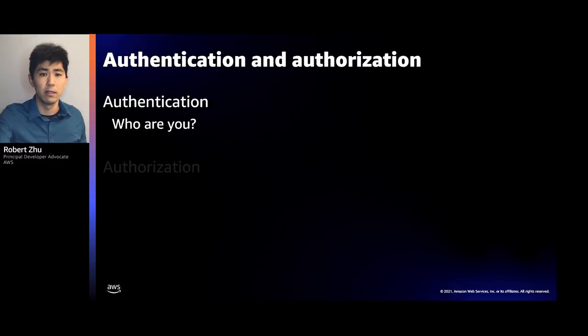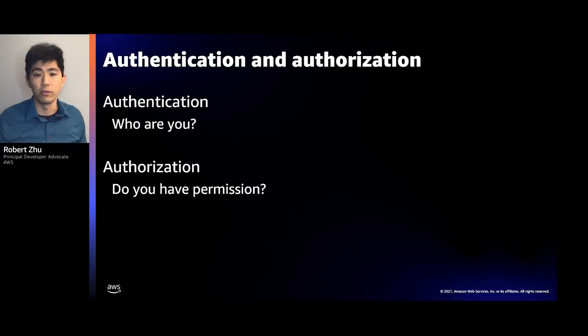Authorization, on the other hand, is concerned with whether or not you have permission to do what you're trying to do. For example, if we were building an event application, we might have an authorization rule that says only owners can see the invite list. Authorization rules are usually domain specific, and therefore they belong in the business logic layer.